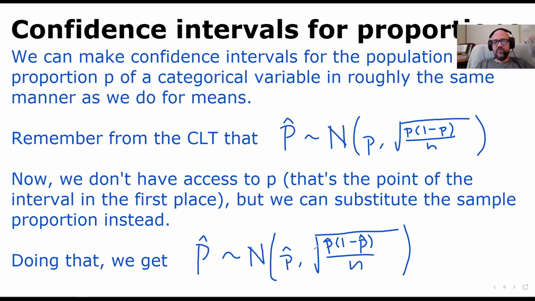What we end up with is this. The sampling distribution we're going to be using is this one here: a normal distribution with a mean of P hat and a standard deviation of the square root of P hat times 1 minus P hat over N. Let's see how that looks.